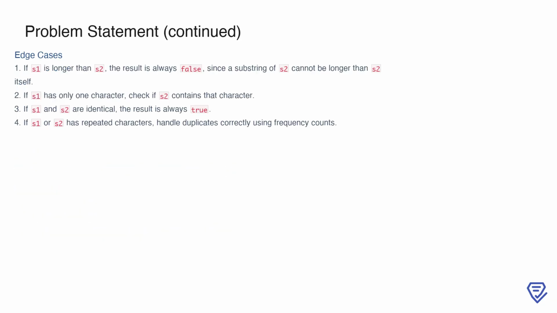Finally, let's address some edge cases you need to consider. First, if the length of S1 is greater than S2, the result is always false because a substring cannot be longer than the string itself. Second, if S1 contains only one character, the problem reduces to checking whether S2 contains that character. Third, if S1 and S2 are identical, the result is automatically true because any string is a permutation of itself.